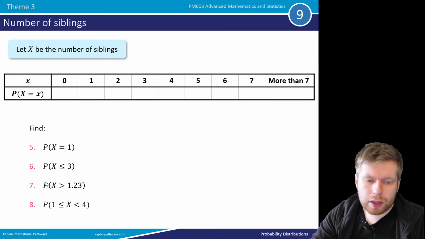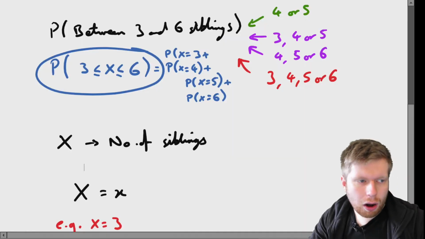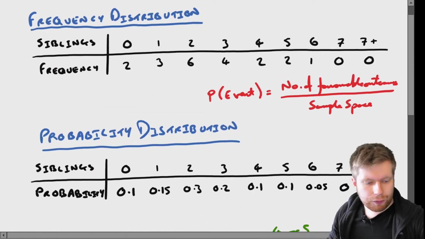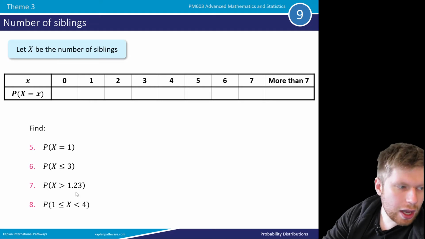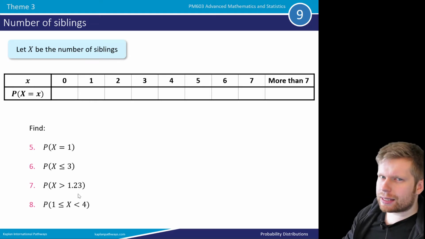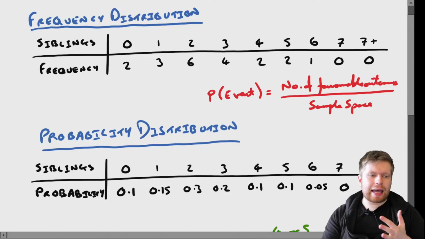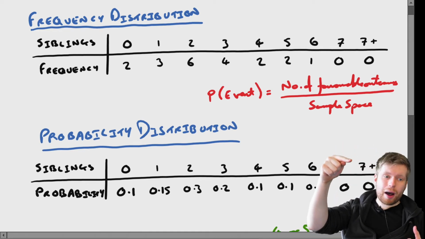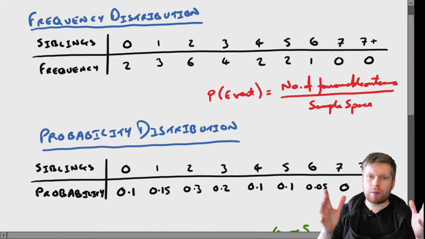Now have a look at this one. If you're looking for the probability that x is greater than 1.23, you're like, well, hang on a minute. Aren't these probabilities that we calculated up here discrete? So if you want to work out the probability that x is greater than 1.23, you can't actually do that because it's a discrete probability. You can't have 1.23 siblings. But you absolutely can, because what greater than 1.23 means is basically the first number which is above 1.23, the outcome which you can take.